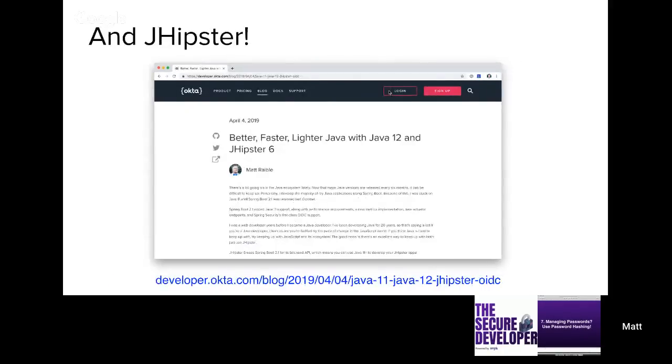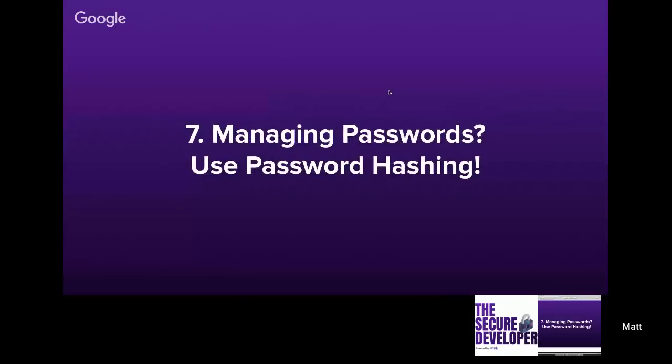And it also works with JHipster. So I coded all the OpenID Connect support in JHipster. It works with Keycloak by default, and you can switch it to Okta just by changing a few properties. You could probably switch to another OpenID Connect provider as well. So back to you, Simon.